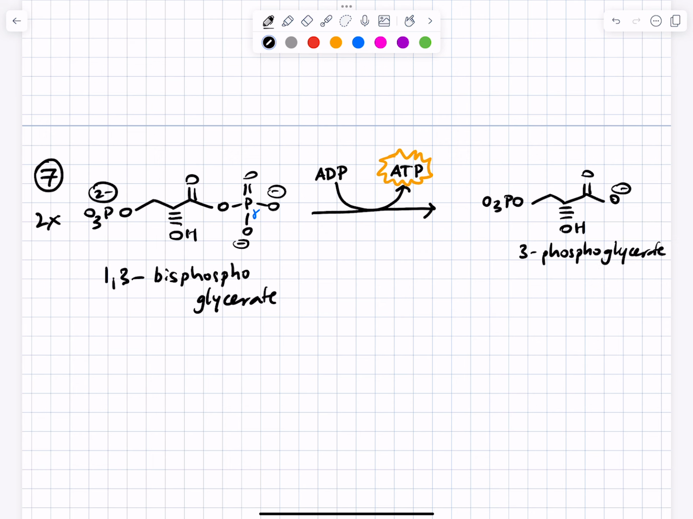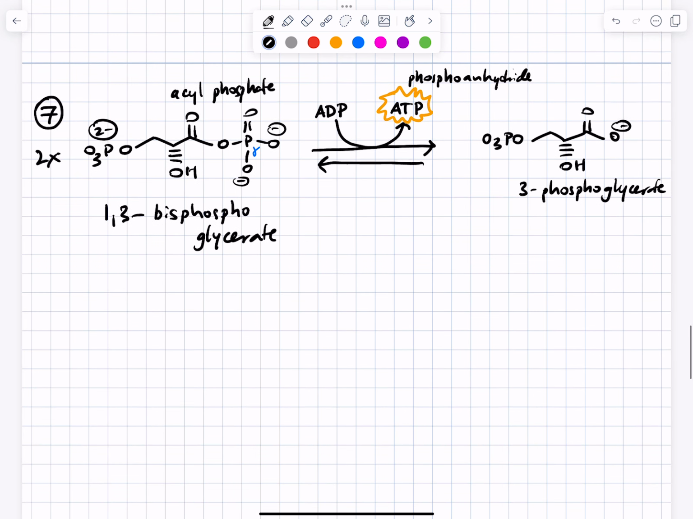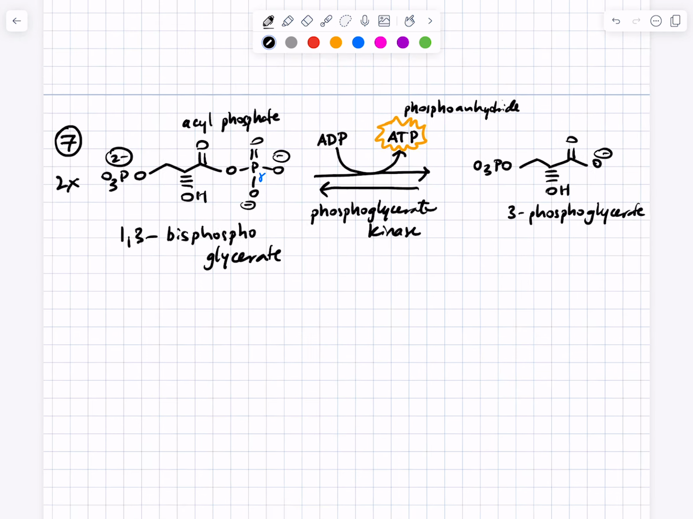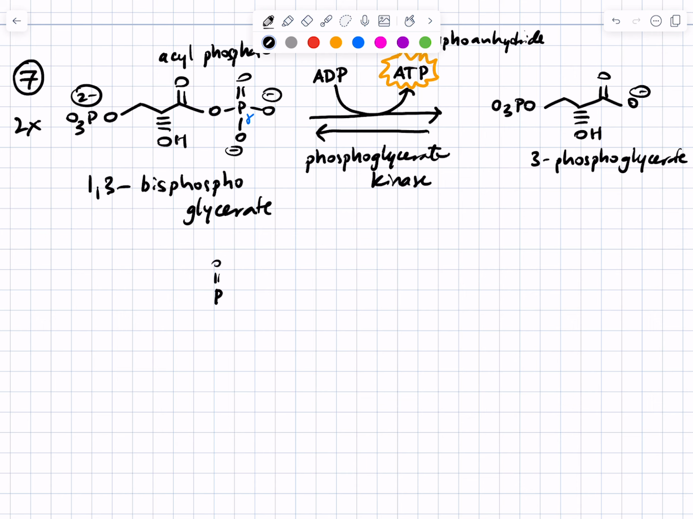And notice that this reaction starts with an acyl phosphate, that's still level 1, and as a product you get ATP, which has a phosphoanhydride in it, also level 1. So this reaction is reversible. And because it's reversible, the enzyme here is actually named for the backwards reaction. This enzyme is called phosphoglycerate kinase, named for the backwards reaction. So I'll just show you briefly how this happens. I'll draw ADP here for you.